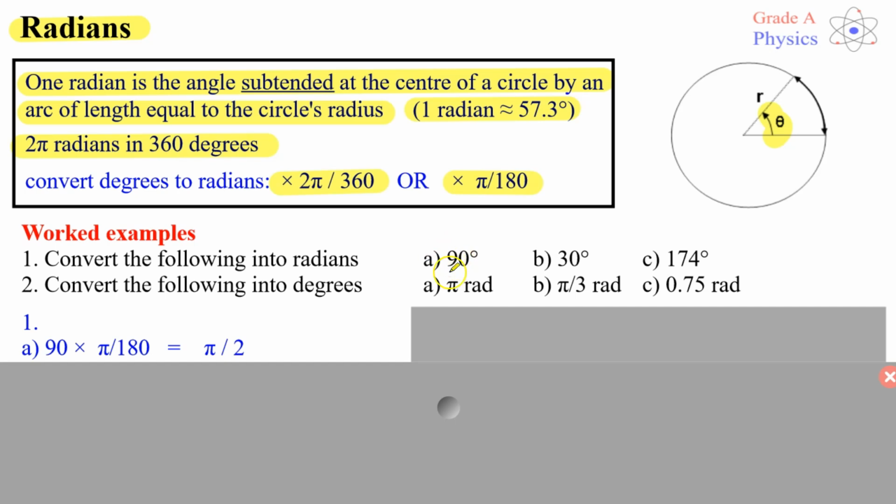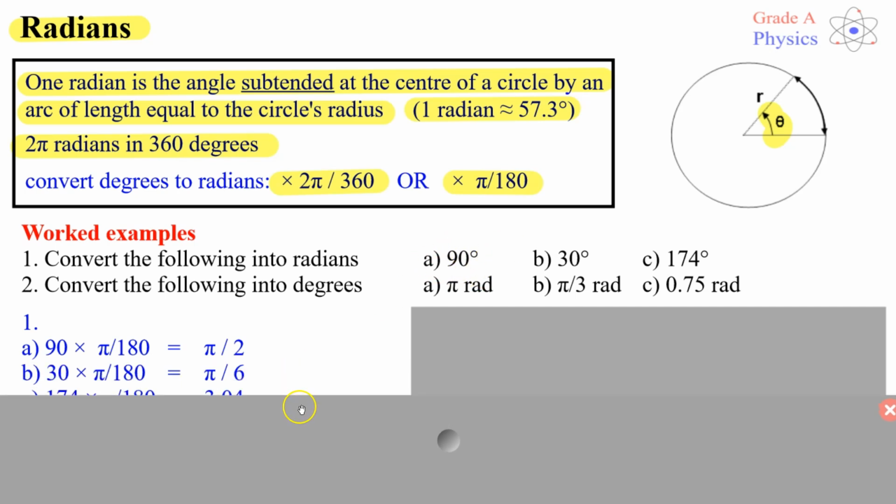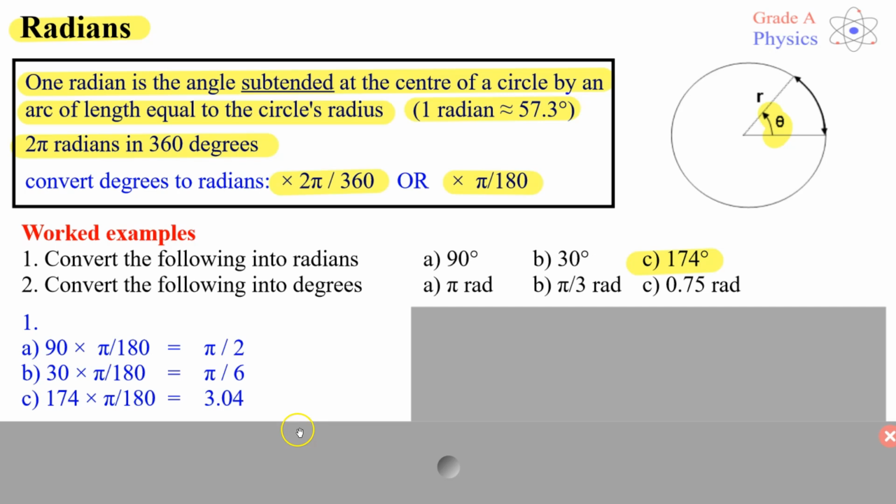30 degrees is 90 divided by 3, so that'll be pi over 6. Again, if we have a nice simple fraction, we can leave pi in the answer, but if we have something which is not a simple fraction, then we'd have to use our conversion here to get a decimal answer. So we multiply our 174 by pi, divide by 180, and we get 3.04.